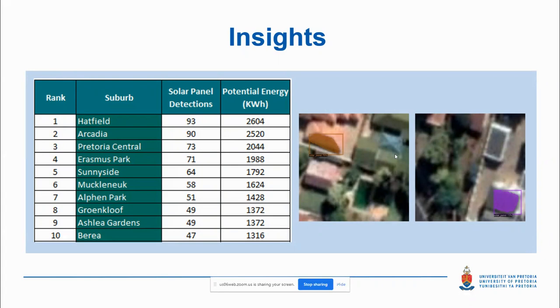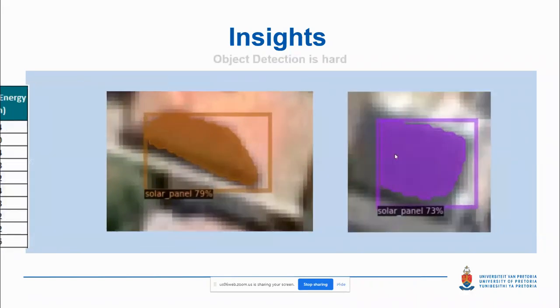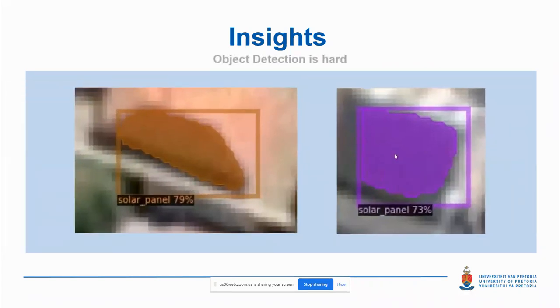The table on the left is just showing the top 10 detections we found in the Pretoria Old East area. You can see Hatfield is number 1, followed by Arcadia, Pretoria Central, and then you also have Sunnyside and Groenkloof as well. Then on the right, the model is able to detect the actual solar panels and the level of certainty that it is actually a solar panel. So on the left, the orange one says 79%, and the one on the right says 73%.